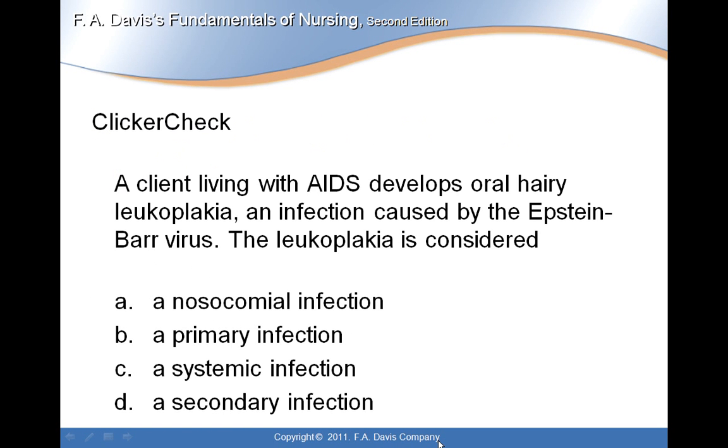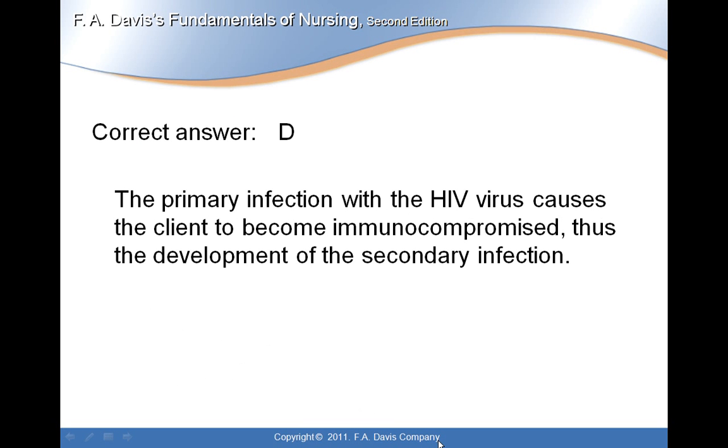So we have a clicker check here, and I'm sorry we don't have our clickers. A client living with AIDS develops hairy oral leukoplakia, an infection caused by the Epstein-Barr virus. The leukoplakia is considered, and so you have your options here. And so the best option for this question is D. The primary infection with HIV virus causes the client to become immunocompromised, thus the development of the secondary infection.